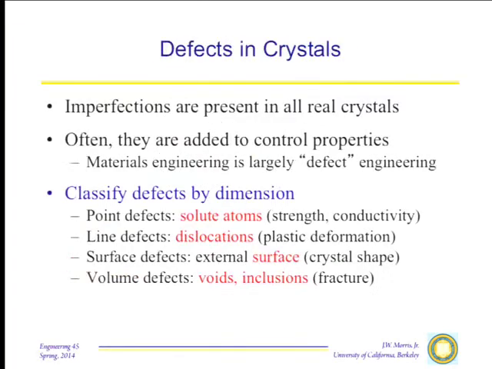Each of these levels of defects control a certain type of property of the material. The solutes are important for conductivity in semiconductors and strength in steel and such things. Dislocations control plastic deformation. That's their primary role. External surfaces control, for example, the shapes of crystals. And voids and inclusions are very important in the fracture of materials. So each level of defect has an important consequence for the behavior of materials.